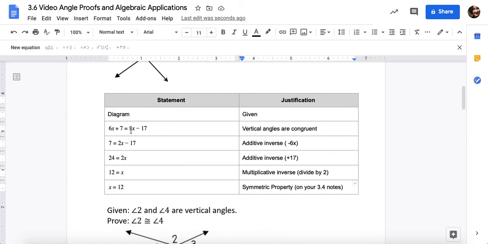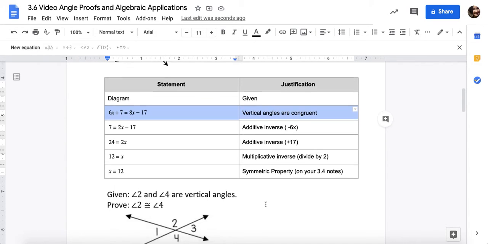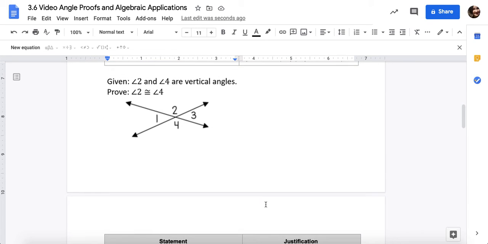So we had to use the diagram and our angle relationships in order to figure out what our first equation was. Some of the angles are going to be supplementary, so we would need to add them and make them equal 180. Then we used our algebraic field axioms. And finally, we used one of our properties from our 3.4 notes.